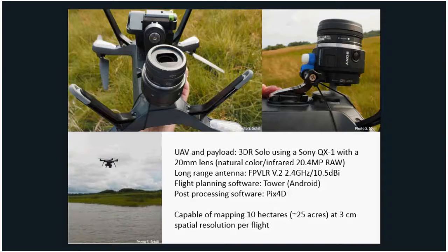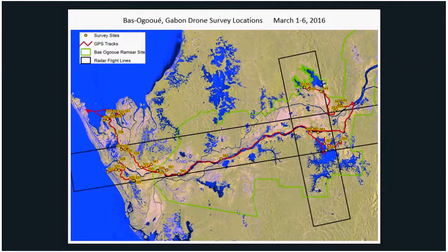But with this package, when you're looking at multi-rotor versus fixed wing, we could fly about 10 hectares, or about 25 acres, per battery. And that obviously can change depending on environmental conditions. But this is a map showing the areas that we collected the data, and it's a pretty large area.